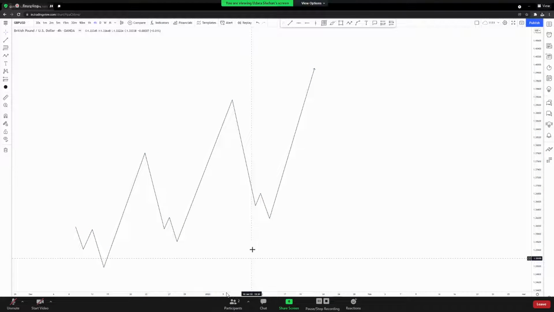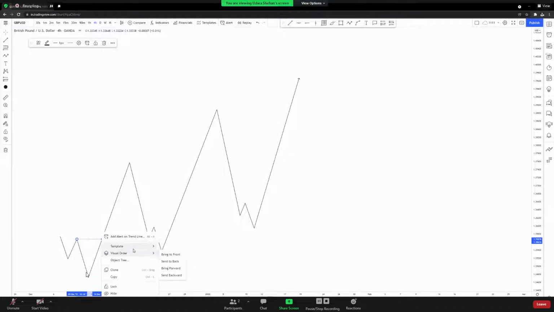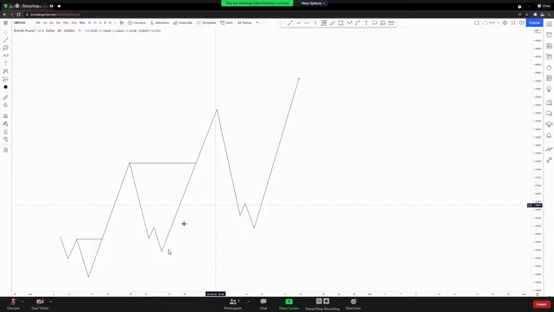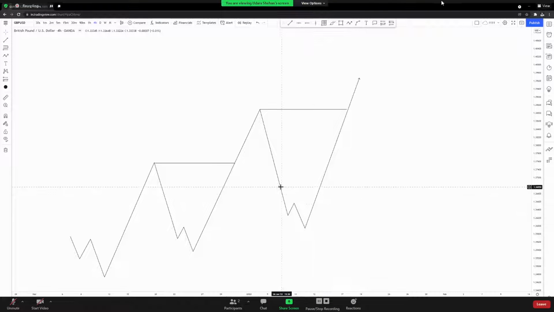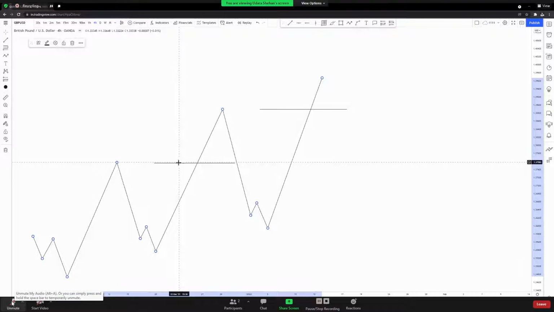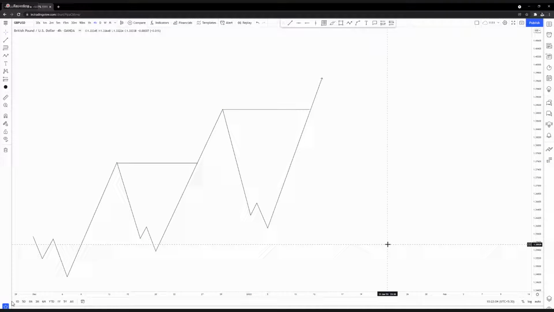So remember, after every single break of structure, a new trading range will be created. So we have this break right here, and we have another break right here. This was actually a minor break. Let's delete that. And we have another break right here. So let me move it here. After every single break of structure, a new trading range will be created.